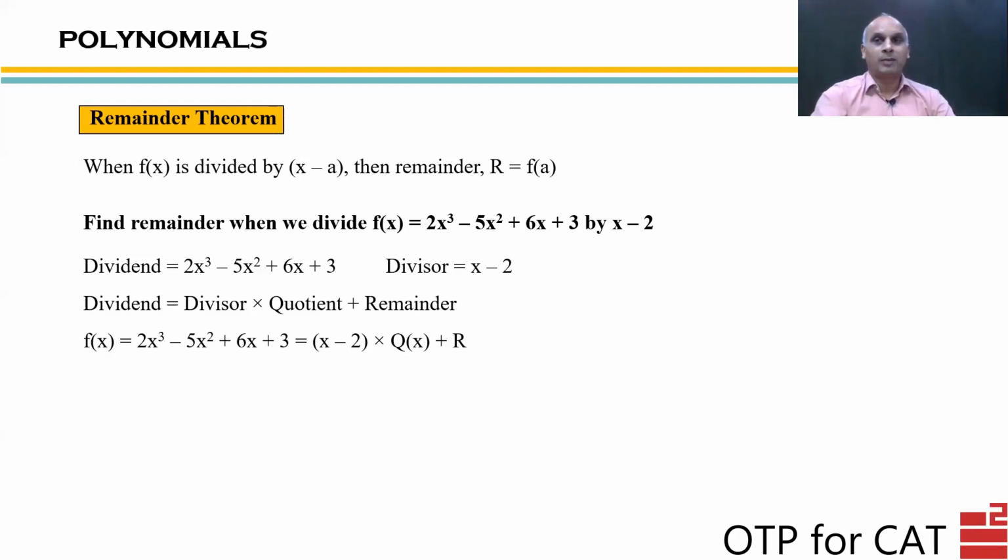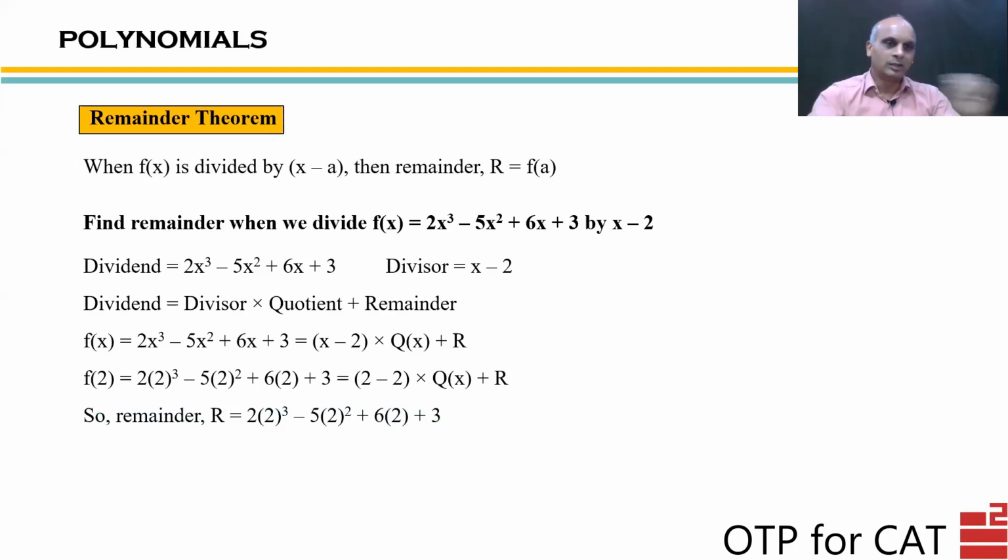Now in this equation, what will happen if I put x as 2? If you put x as 2, we will get 2 into 2 cubed minus 5 into 2 squared and so on, that is plus 6 into 2 plus 3. But on the right hand side, you see the first term becomes x minus 2, which is 2 minus 2, into q(x) plus r. Now 2 minus 2 makes it 0. So 0 into q(x), that entire term vanishes. And so I'll get r equal to the left side polynomial where x was put as 2. And so my remainder is this. And what was this expression? This is nothing but the expression you obtained when you put x as 2.